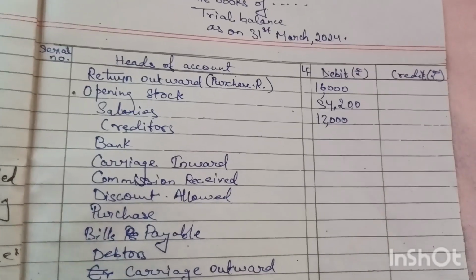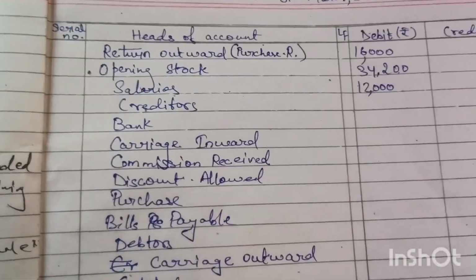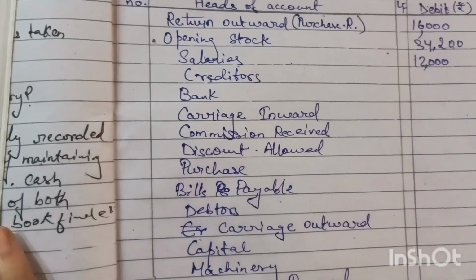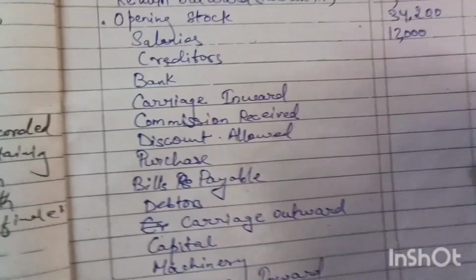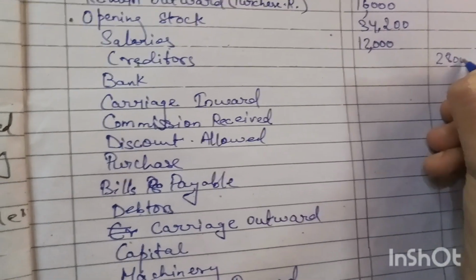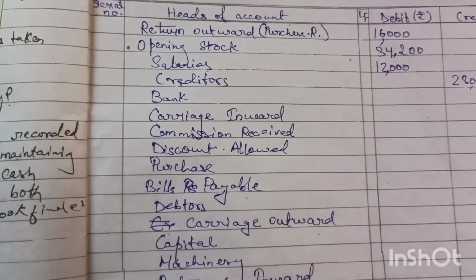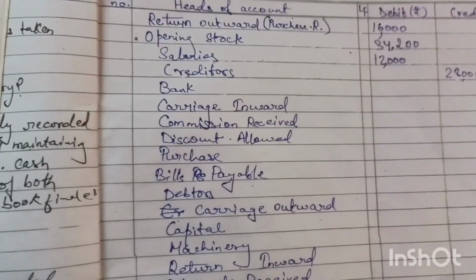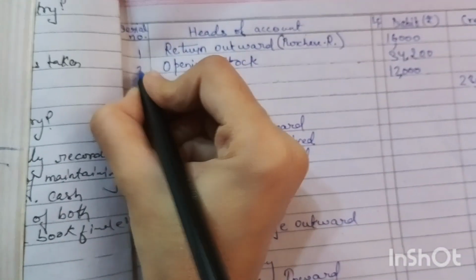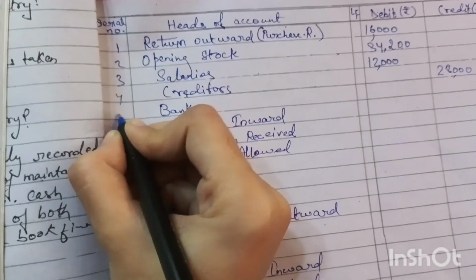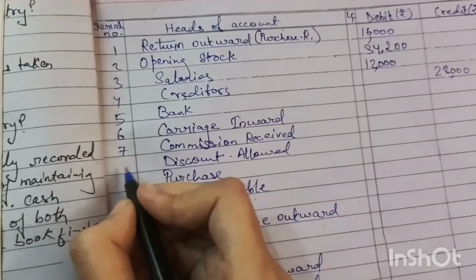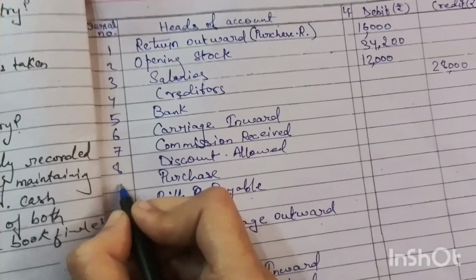The fourth one is creditor. A creditor is a person to whom we owe, so it goes on the credit side. Let us see the amount. Creditor 28,000. So we are getting serial number 1. We must write serial numbers, guys. If you do not write them, then in the exam you will lose marks.